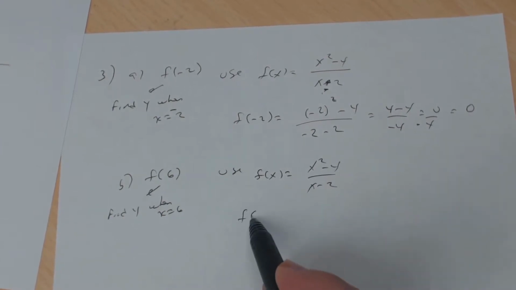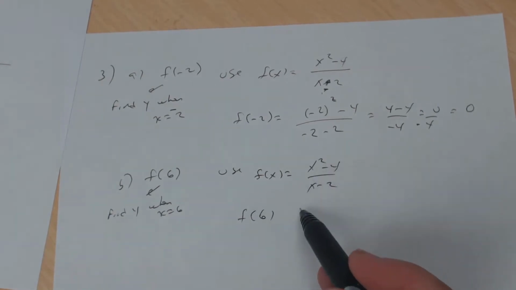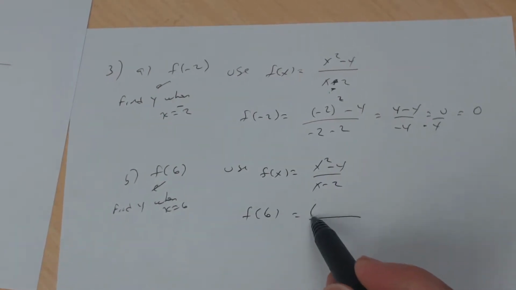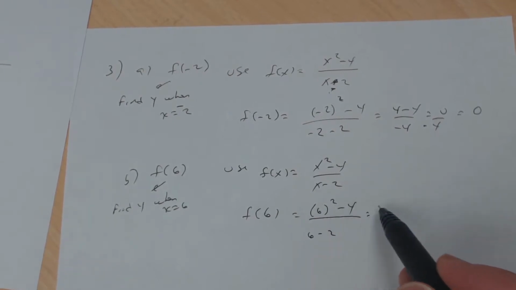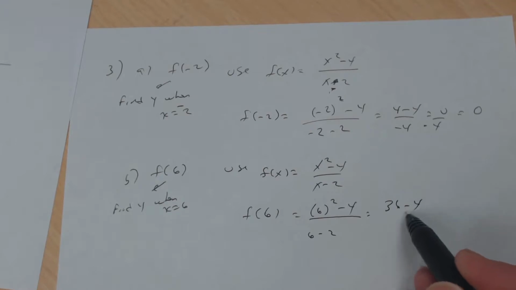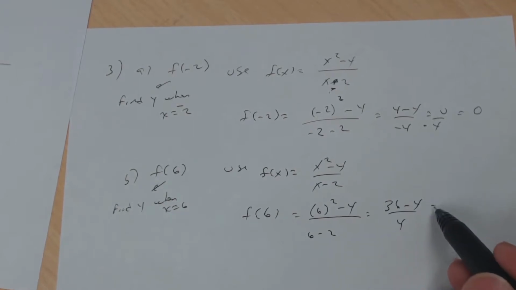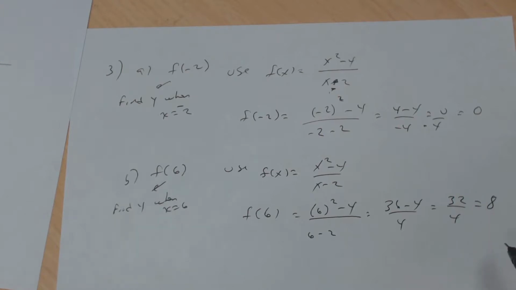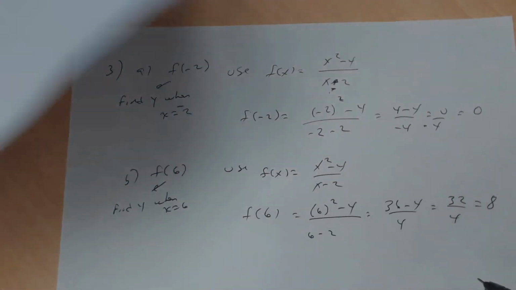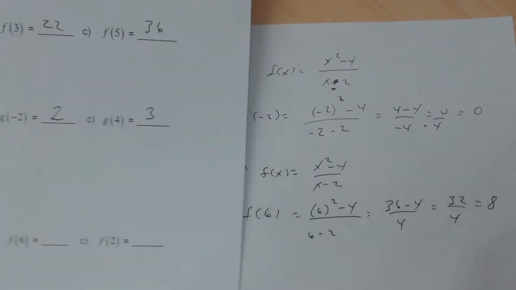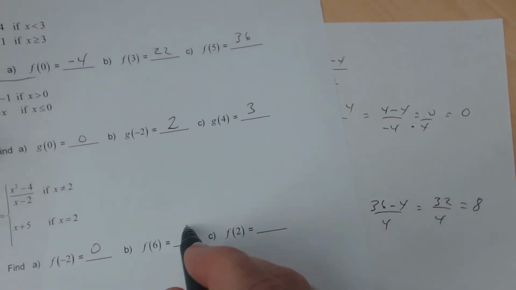All right, so let's find f of 6. Where we see the variable x, I'm going to plug in 6. So in my numerator, I get 6 squared minus 4. In my denominator, I get 6 minus 2. So 6 squared is 36. So 36 minus 4 over 4. So that's 32 over 4, which is just 8. So f of 6 is 8. So my y value is 8 when x is 6.